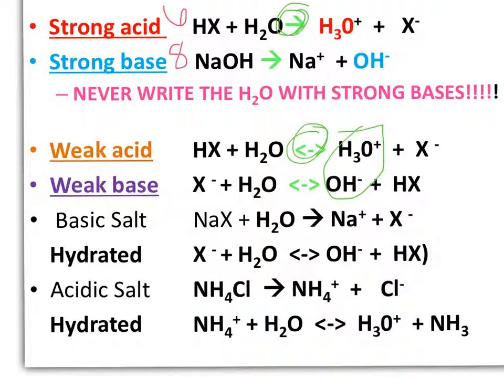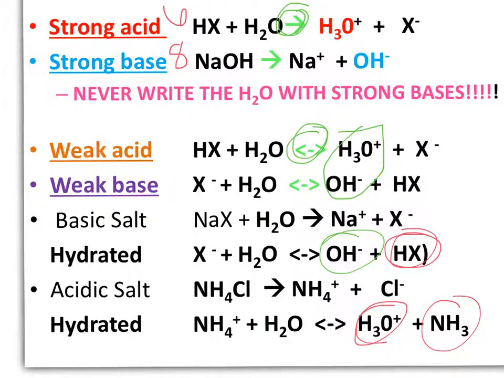So if it's a basic salt, what has to be in solution? It's got to be a hydroxide, right? Well, that's the base. What else does it have to produce? It has to produce an acid, right? Well, HX is your weak acid. Okay? If it's an acidic salt, we've got to have hydronium in solution, and then it's got to be a weak base. Well, NH3 is our weak base.